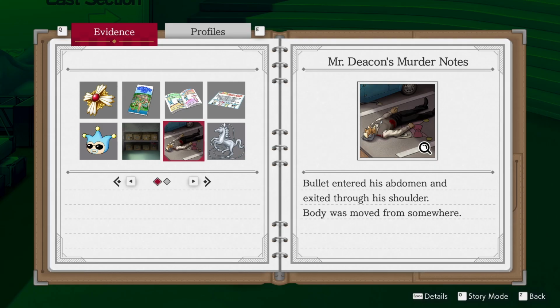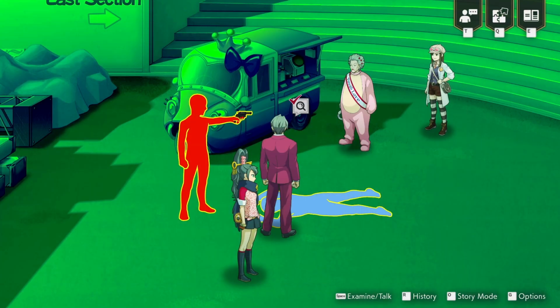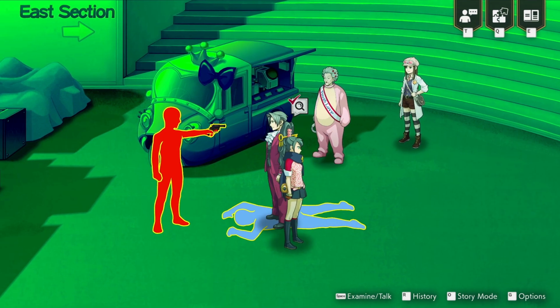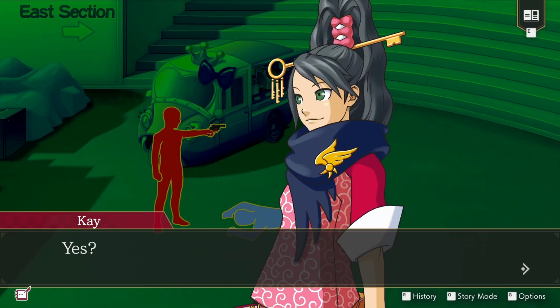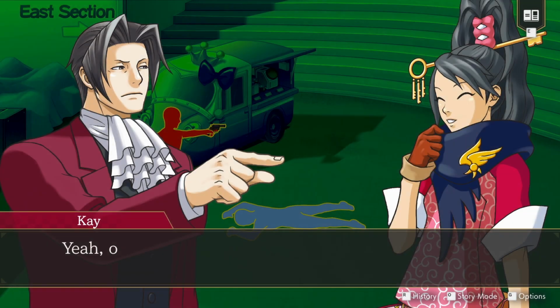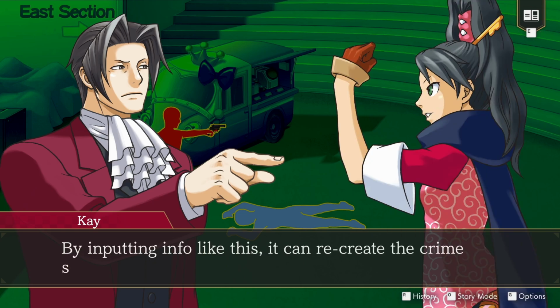We need to reference the fact that there's two gunshot wounds. I don't know how to do that. Let's talk to Kay first and see if she has anything to say. So, you believe that this gadget will provide us with the proof we need? Yeah, of course. Pretty neat, huh? By inputting info like this, it can recreate the crime scene exactly as it was.